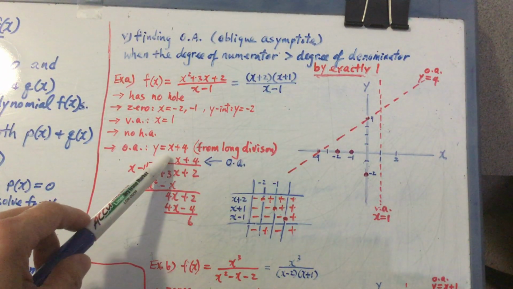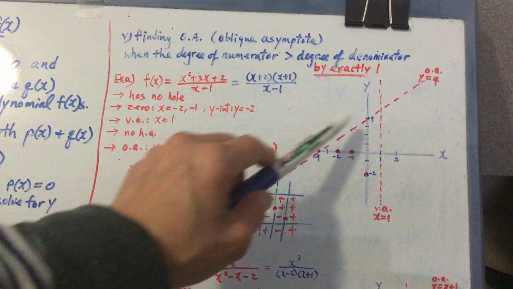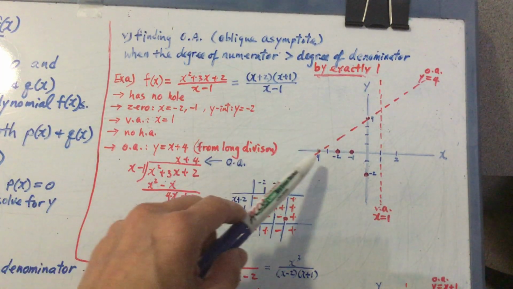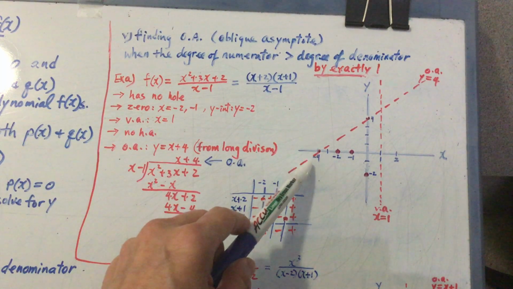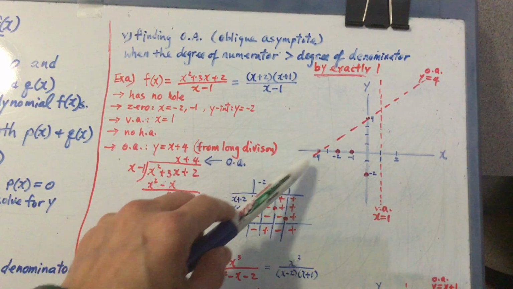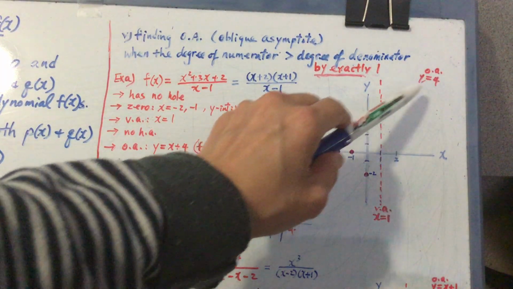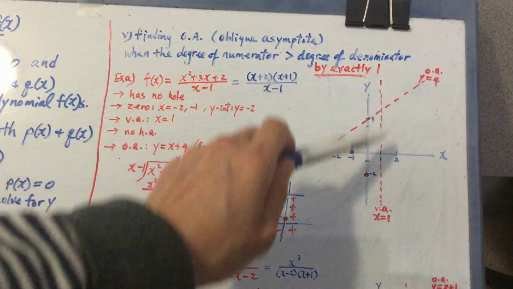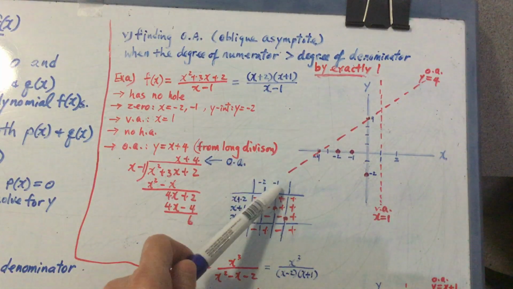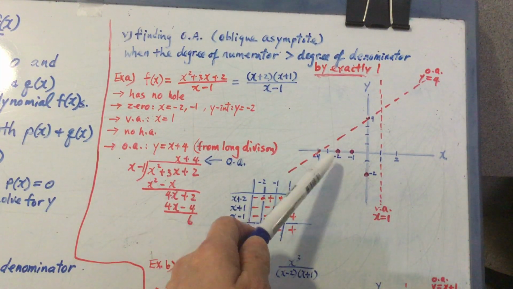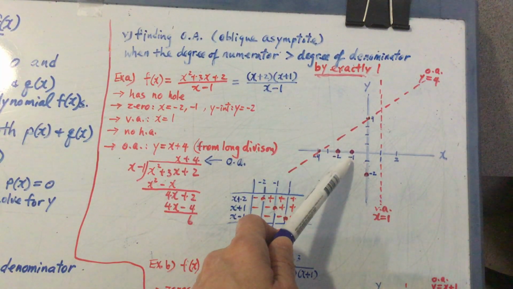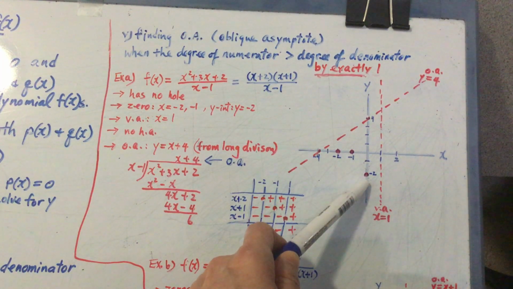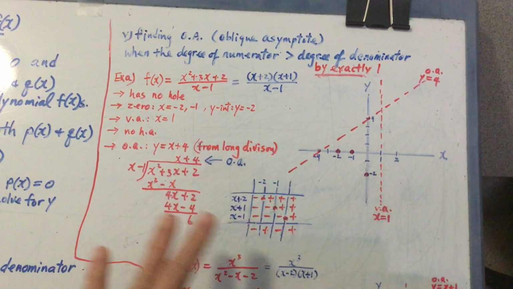This line will have a y-intercept at 4 and also an x-intercept at negative 4. Those have to be accurately drawn on the graph, along with the vertical asymptotes, the oblique asymptotes, and all the zeros, negative 2, negative 1, and the y-intercept at negative 2. Now we have to figure it out.